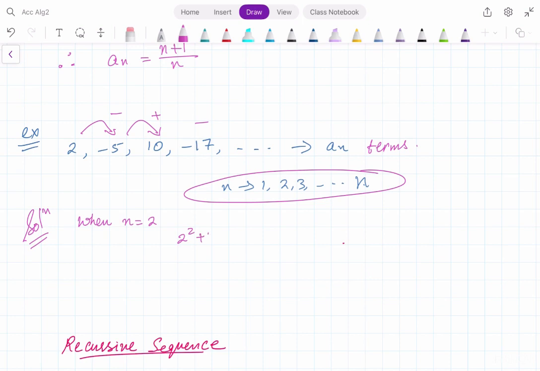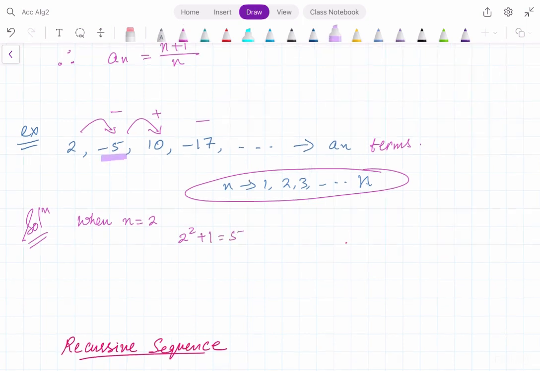So when n is 2, if I say 2 squared plus 1, that gives me 5, right? If I try again, if n is 1, then 1 squared plus 1 is 2. That is my first term. If I follow the same pattern, if n is 3, then 3 squared plus 1, which is 10, is my third term. So I know there is a pattern which talks about n squared plus 1. But there is also another pattern that talks about the negative number. Every alternate term is negative.